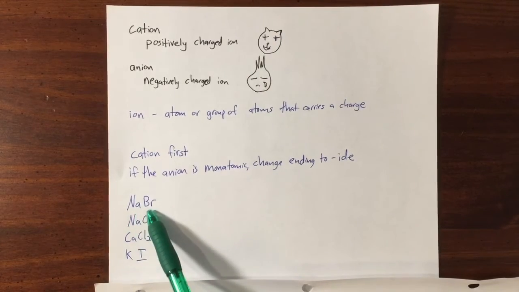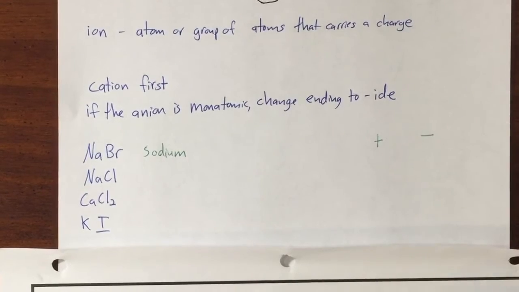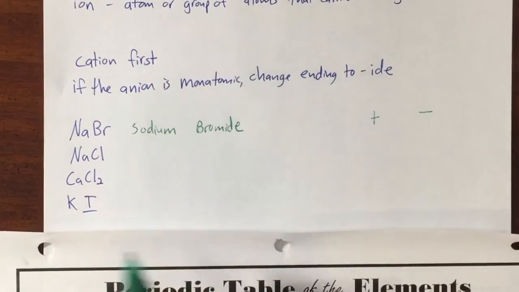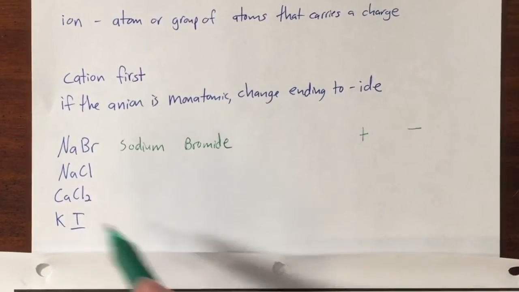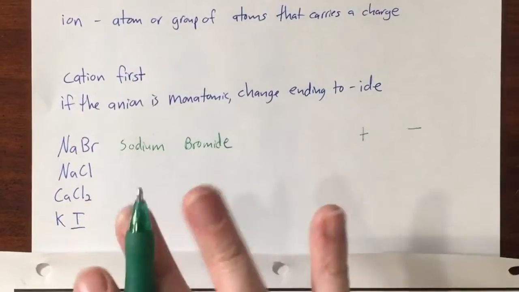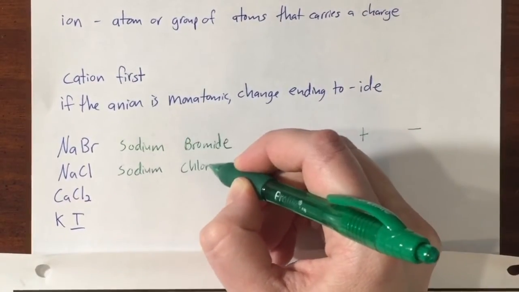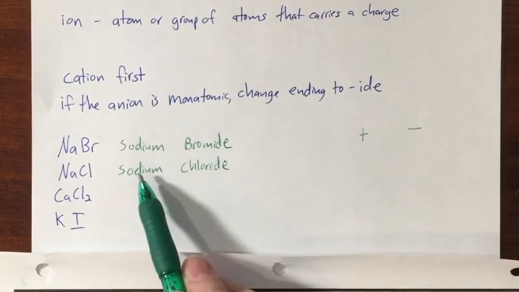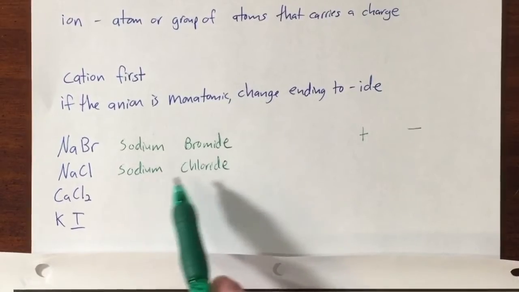Here I have NaBr, so I write sodium, and then bromine, I change the ending to bromide. NaCl, Na is sodium again, Cl is chlorine. So since Cl is a monatomic ion, there's just chlorine for my anion, I write sodium chloride. Instead of sodium and bromine, it's sodium bromide. Instead of sodium chlorine, it's sodium chloride.